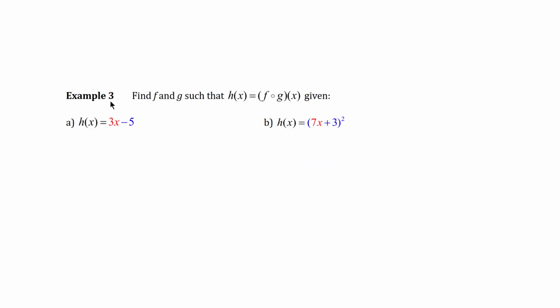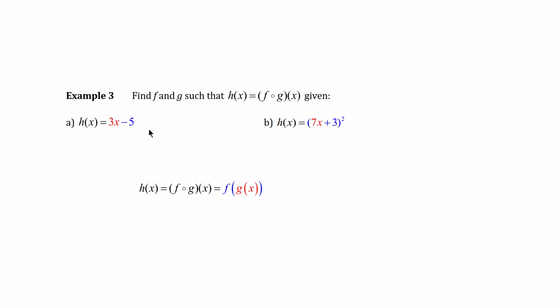For example number 3, find f and g such that h of x equals the composition of f of g of x. Given, for part A, we have h of x equals 3x minus 5. So h of x is equal to the composition of f of g of x, and by our definition, we also know that this is equal to f of g of x. So what we need to do here is just identify the function f of x and g of x such that when we do the composition of f and g of x, we get the equation for h of x.